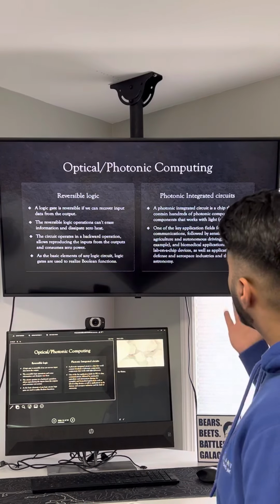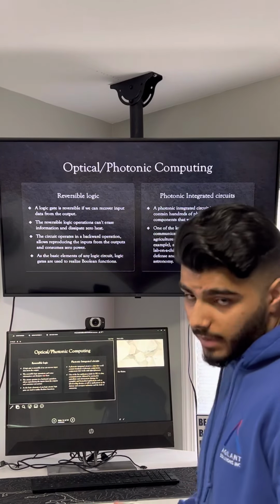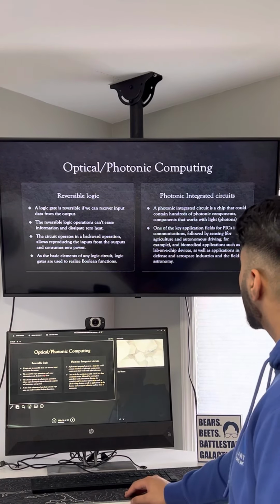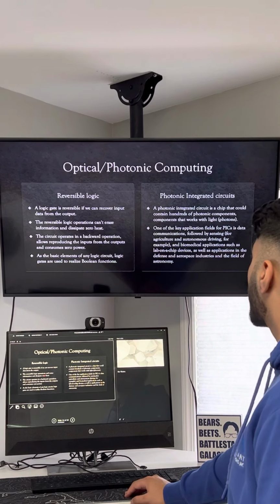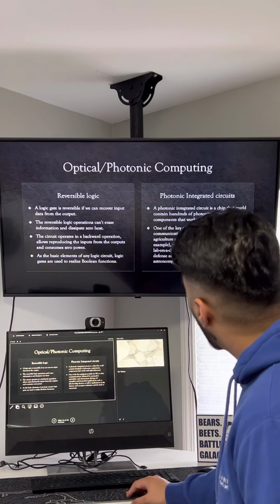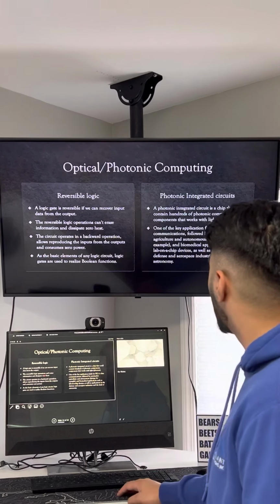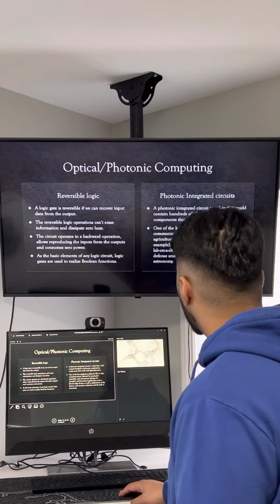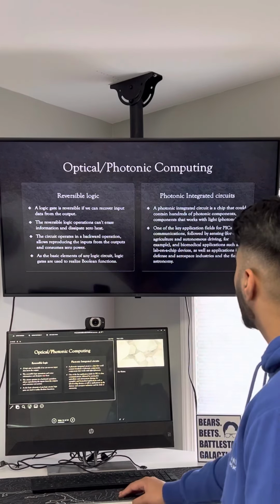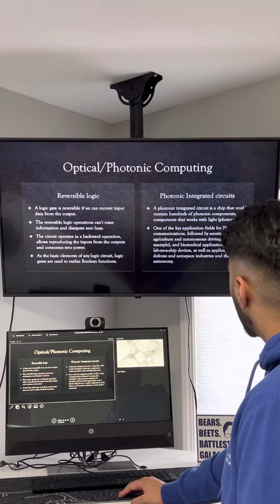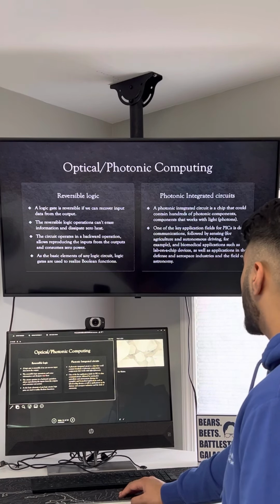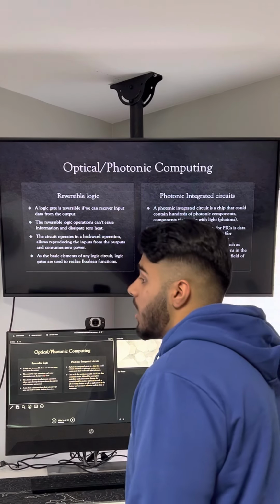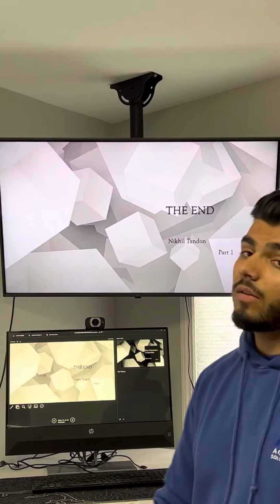All right, and then photonic integrated circuits, or PICs. A photonic integrated circuit is a chip that could contain hundreds of photonic components that work with light. One of the key application fields for PICs is data communication, followed by sensing, agriculture, and autonomous driving. For example, biomedical applications such as lab-on-a-chip devices, as well as applications in the defense and aerospace industries and the field of astronomy. And this does end part one.